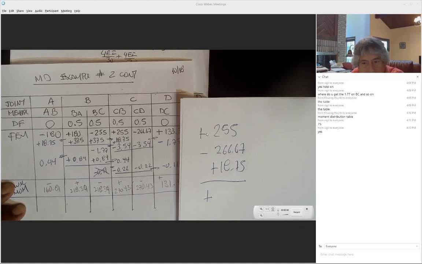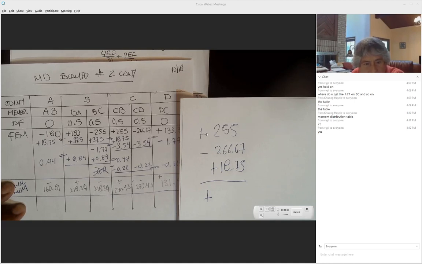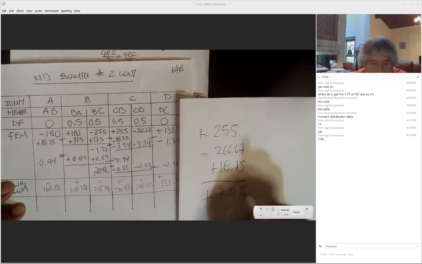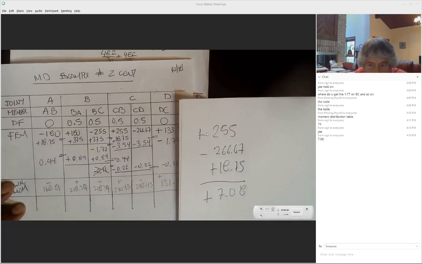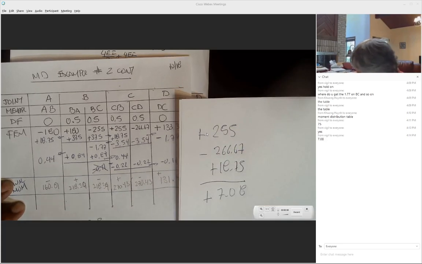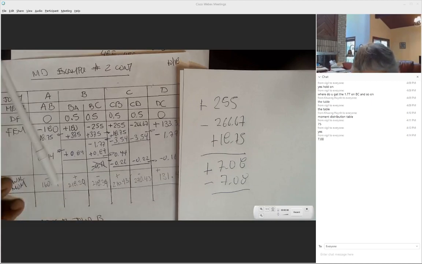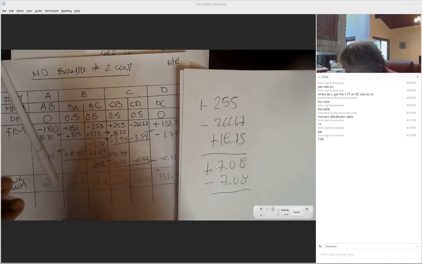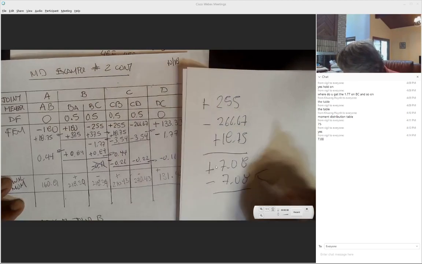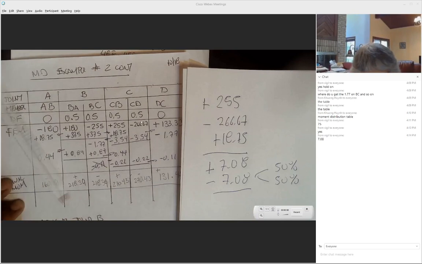Anybody? I don't have my calculator. 7.08, and that's correct. You can do it in your head, you don't need to calculate. So to put it in equilibrium, you need to put a minus 7.08. You need to put an equal and opposite, and 50% go to each one of the members. Why 50%? Because the distribution factor happened to be 0.5, and so that's minus 3.54, minus 3.54.